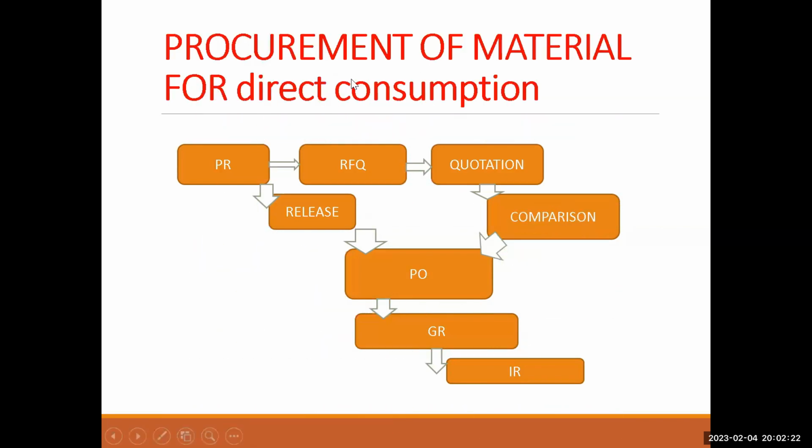So here, let's say procurement of material for direct consumption. This is actually a process flow. You need to write it down. What is the process flow for direct consumption? What is the process flow for, let's say, stock material? What is the process flow for all the business processes? You need to understand the business flow or process flow.